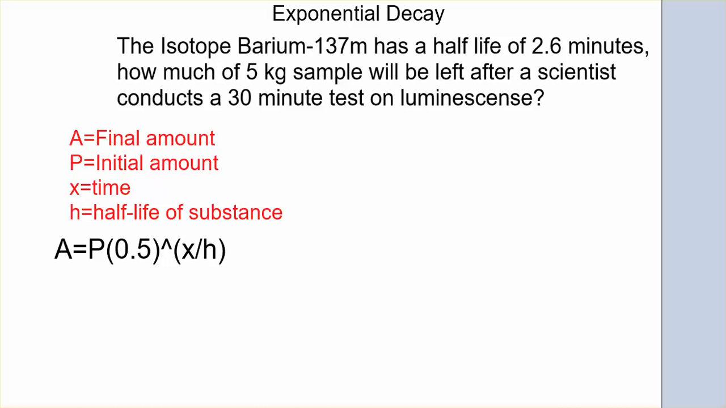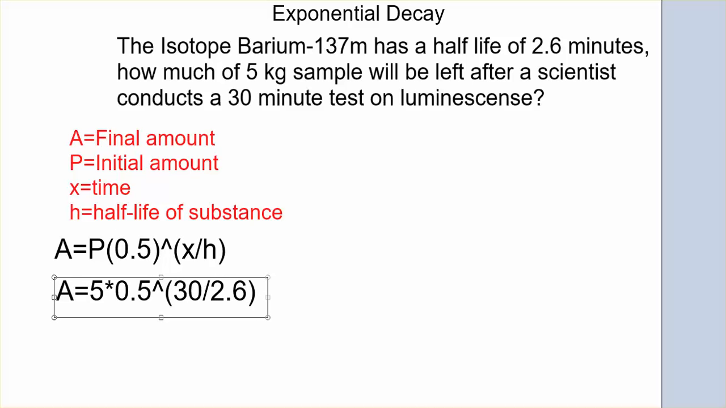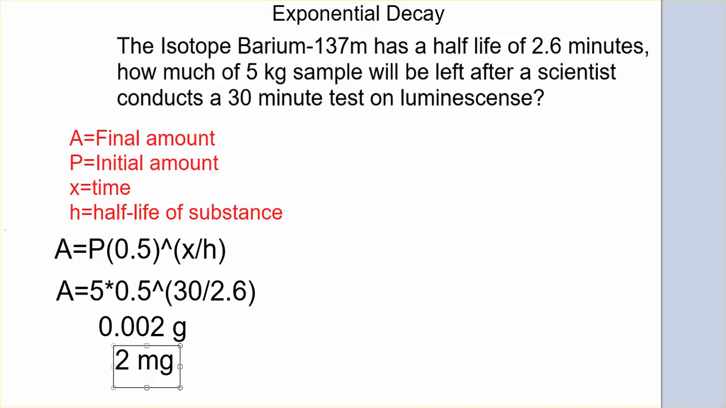First let's plug everything in. So 5 times 0.5 to the 30 over 2.6 power. If you plug that into your calculator, you'll be left with a number that's about 0.002 grams, and since we're using metric, let's take it a step further and make that 2 milligrams. Yep, that's it for this exponential decay.